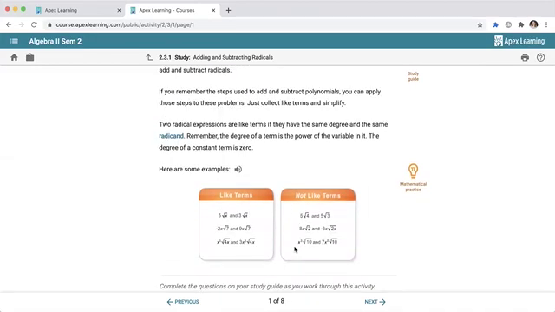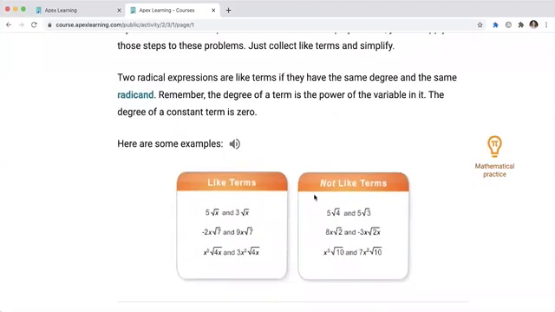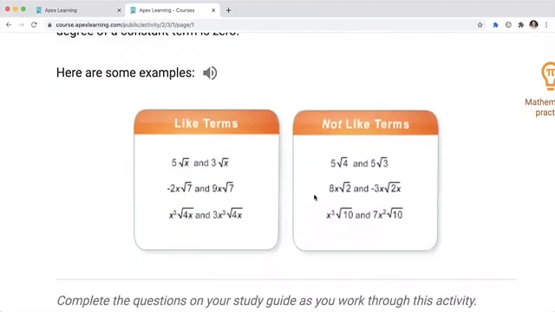So for example here, like terms. If I zoom in here, like terms. First off, they have to have the same degree and the same radicand. Personally, I look for whether they have the same radicand. Square root of x, square root of x. Awesome, that can be combined, but I have to make sure they have the same degree. Well, this is a constant and this is a constant, so those can be combined here.